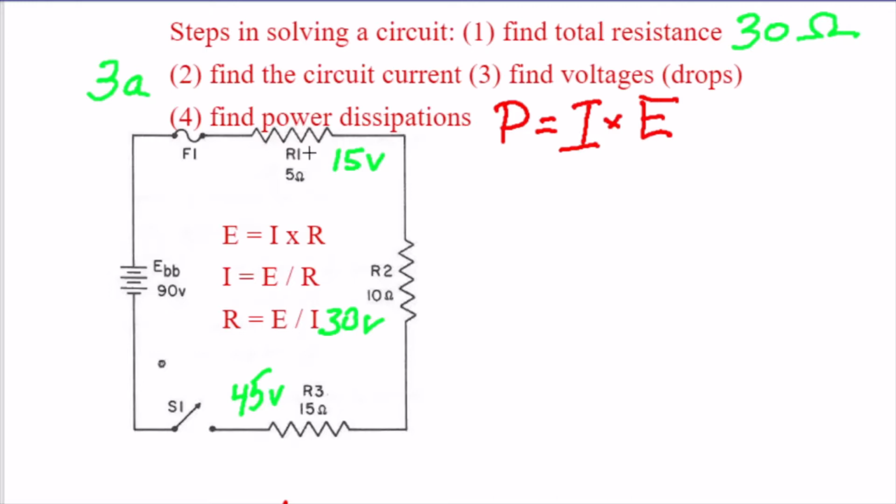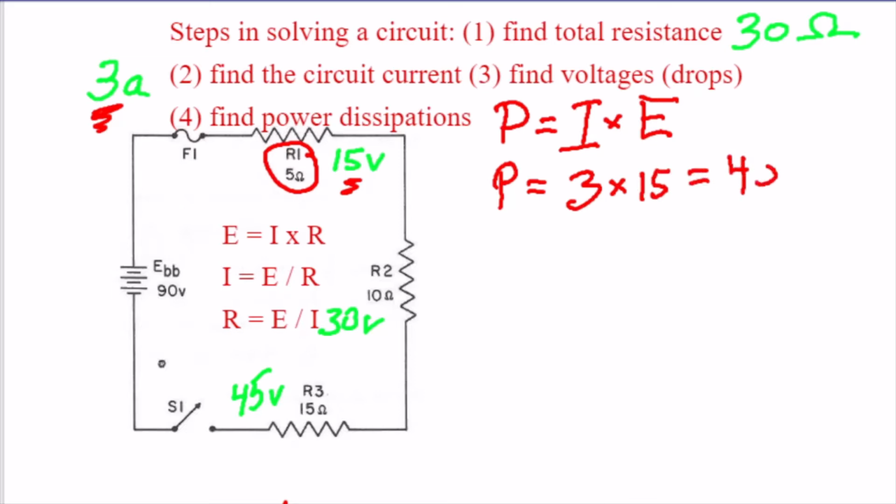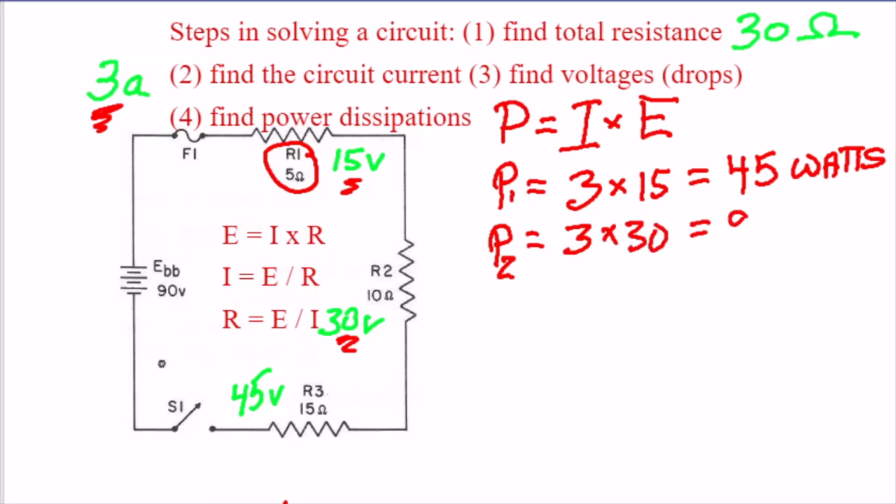If we take that for the first one, up here, what's the power that's dissipated there? P equals I. I, we know, is the amperage, the 3 amps, times the voltage drop, which in this case is 15 volts. So the power is equal to 45 watts, 3 times 15. The next one, I'll call this P1, next one will be P2, and that's the amperage, which is the same, times the voltage drop, which is 30. 3 times 30 equals 90 watts.